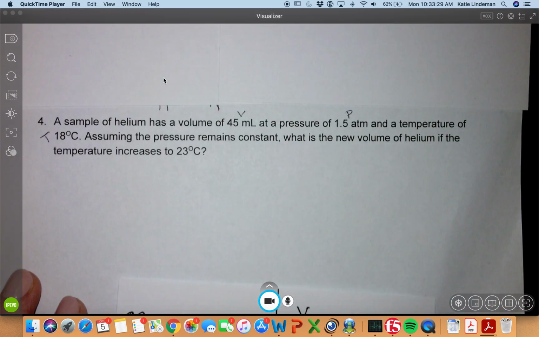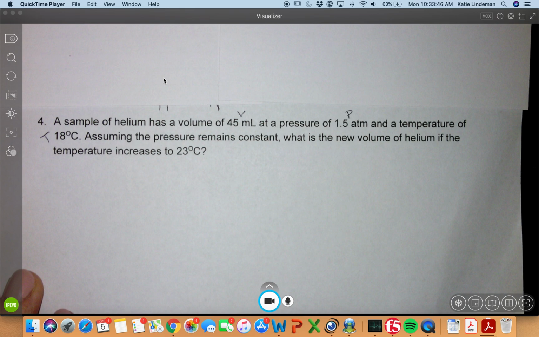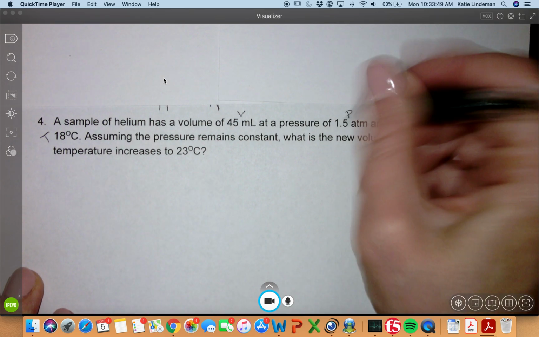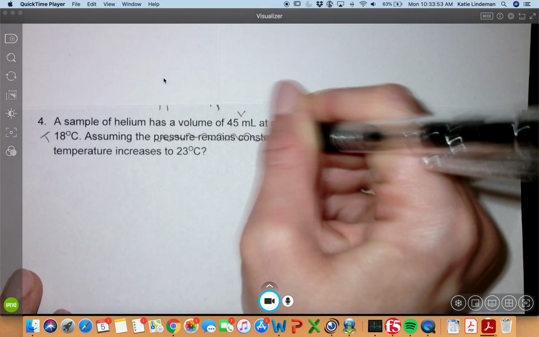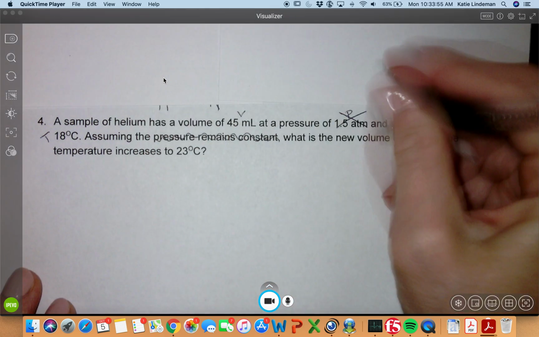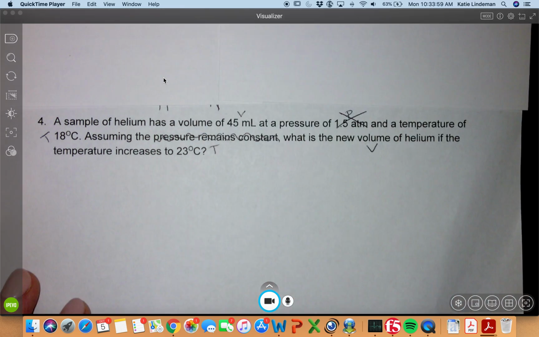So already we have 3 different values of 3 different variables. We know one of these is going to be constant. Okay, so one of them is not going to be used because all of our formulas up to this point only have 2 variables being used. Okay. So assuming pressure is constant, I'm just going to cross out the pressure because that's constant, so we don't care about it. What is the new volume if the temperature increases to 23 degrees Celsius?